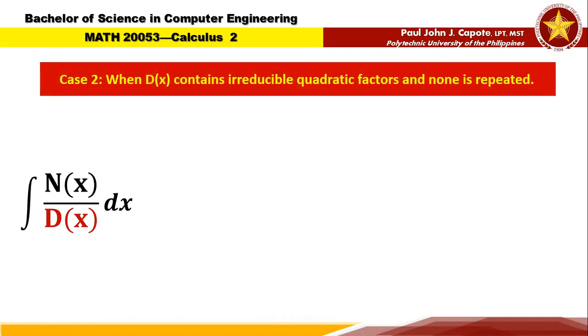Now let's have case number 2. Case number 2 is applicable when D of x, the polynomial in the denominator of the proper rational fraction, contains irreducible quadratic factors and none is repeated.